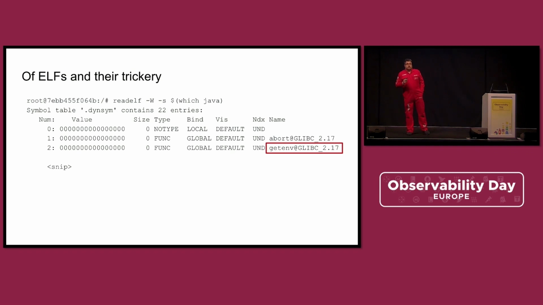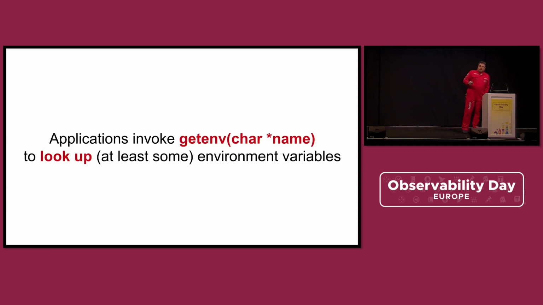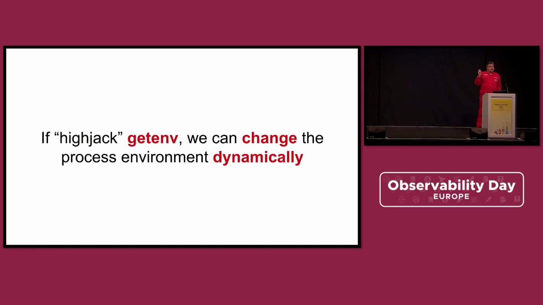There is a very interesting function. It's called getEnv, which stands for Get Environment Variable. Applications, not only Java, not only Node.js, actually use the getEnv function provided by libc to look up environment variables, including JAVA_TOOL_OPTIONS, NODE_OPTIONS, etc. So if we hijack getEnv, we get to return whatever we want, including the activation of our OpenTelemetry instrumentation.